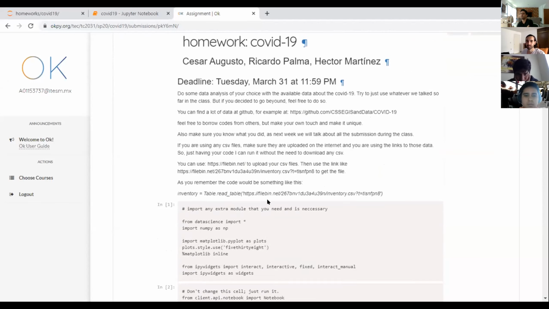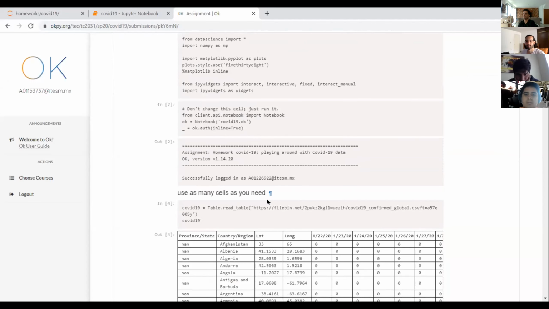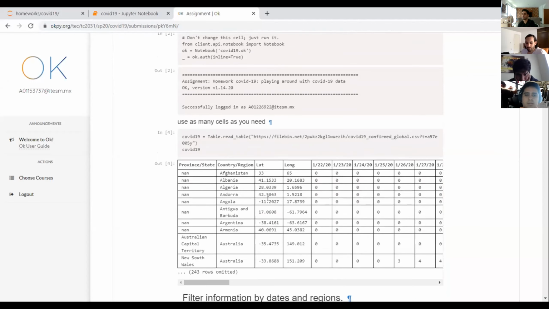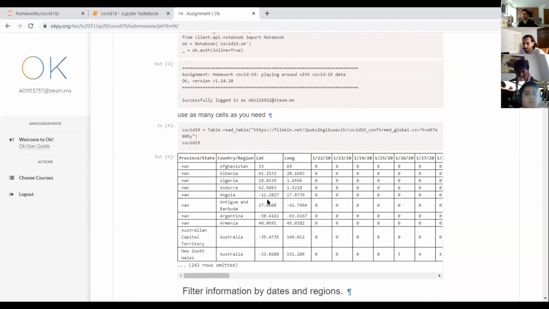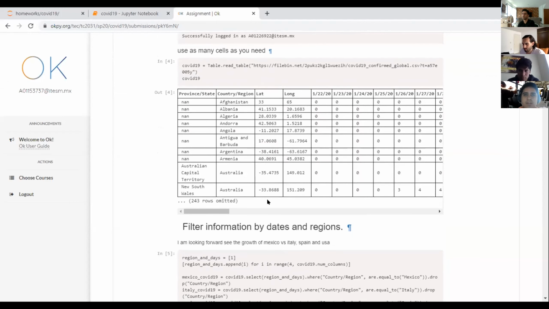So what we wanted to do in this first step of the homework was to know if the actions taken by the Mexican government had been correct according to the data that we're going to see. And if the actions that are being taken right now are at the right time, if they are in the right moment.